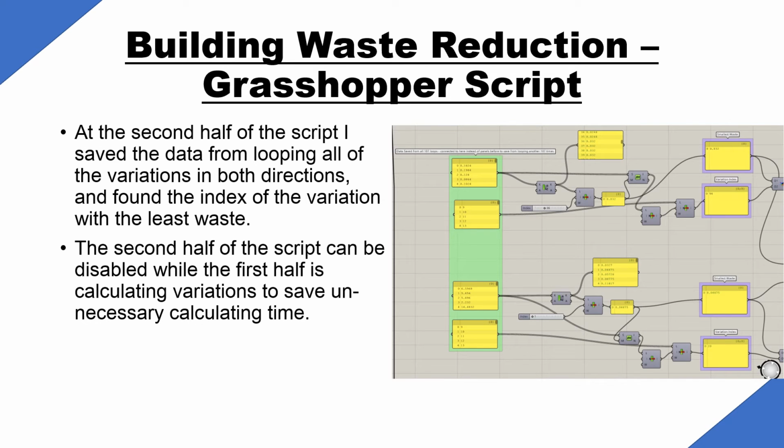On the second half of the script, I decided to save the data from the panels after all the looping has been done, just to stop the need for looping all the way over again every single time that the data is accessed. This second part of the script that we're accessing now can be disabled while the first half is running to save calculating time in earlier parts.